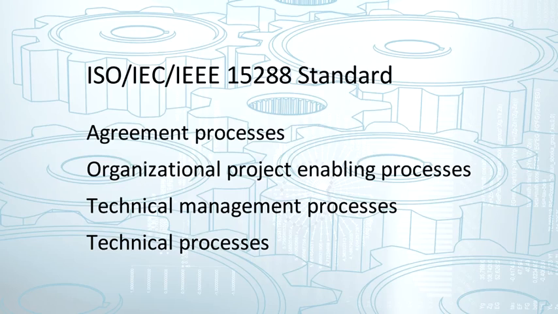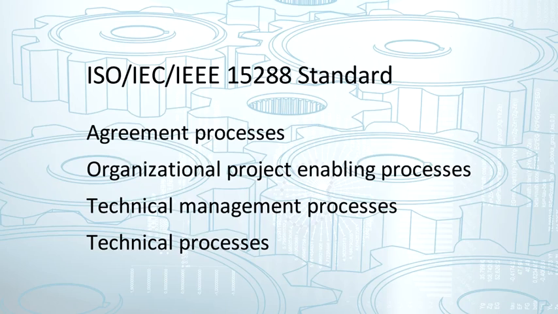In this third lesson about systems engineering, we focus on the processes necessary to put systems engineering into practice. In the 2015 version of the 15288 standard, there are 30 system lifecycle processes described in 4 categories: agreement processes, organizational project enabling processes, technical management processes, and technical processes.